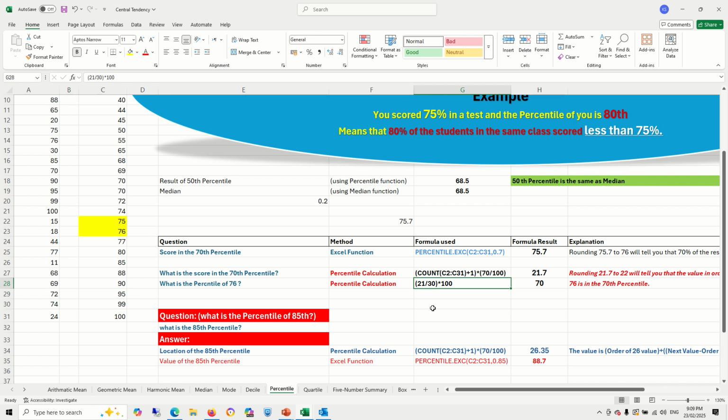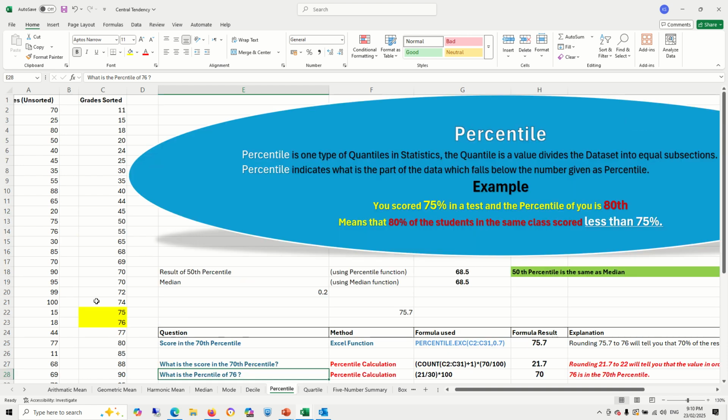The rank of the values below this result divided by total number of values multiplied by 100. So now if we look at the data, the ordered or the sorted data set, we are talking about 76. Okay, so this is 76. Let us highlight it in a different color now. Okay, this is 76. Now we want to see under this 76 how many values.